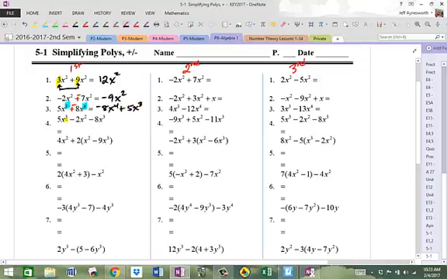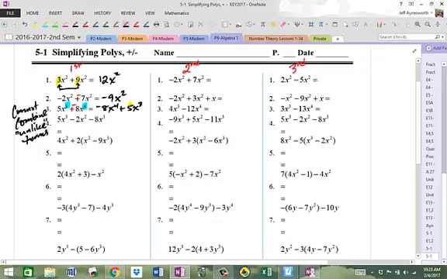You cannot combine unlike terms, all right? And unlike terms are ones with different exponents, right?